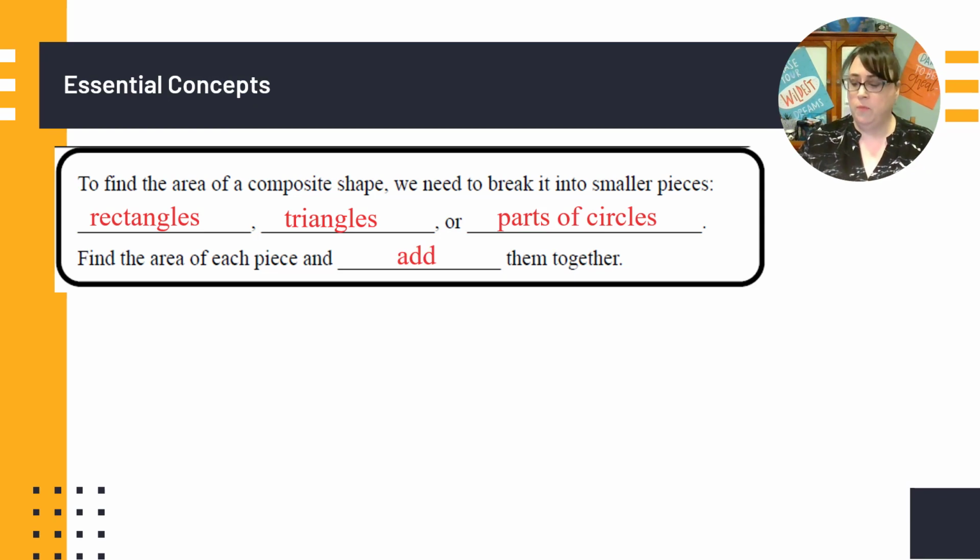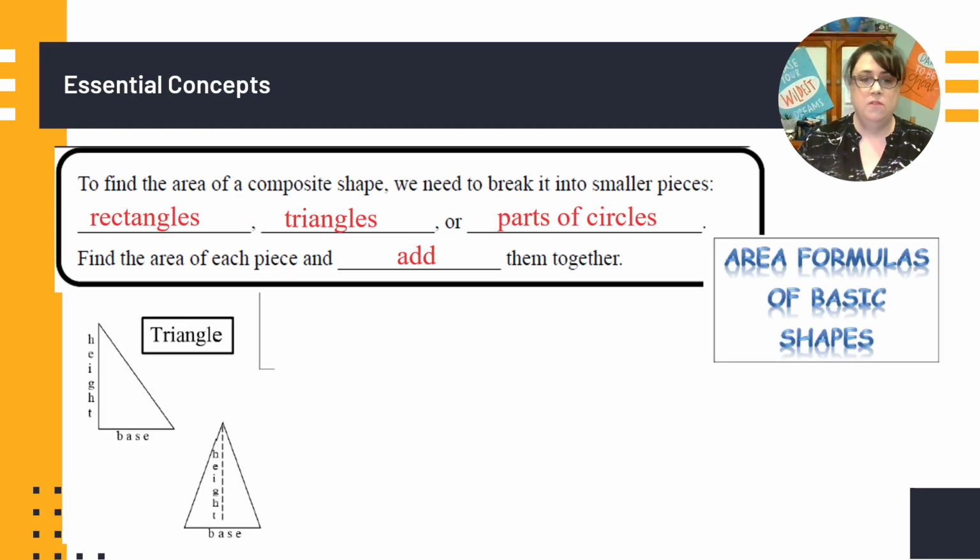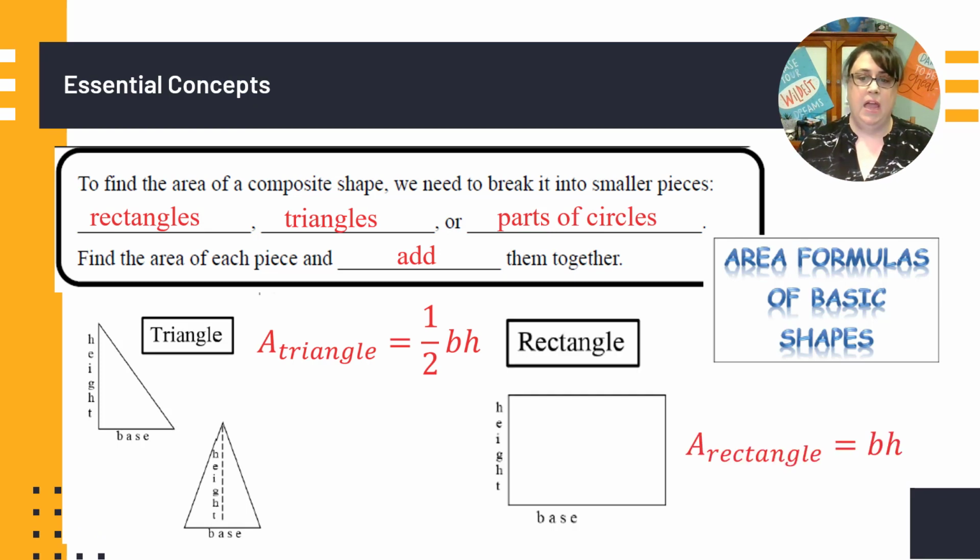In order to do that, we need to remember that we have formulas for some of our basic shapes. For example, for a triangle, area equals 1/2 base times height. And for a rectangle, the area is equal to base times height. See how the words drop below the area? That's called a subscript, so area sub triangle. That's one way we can keep track of having multiple A's and what each A corresponds to.